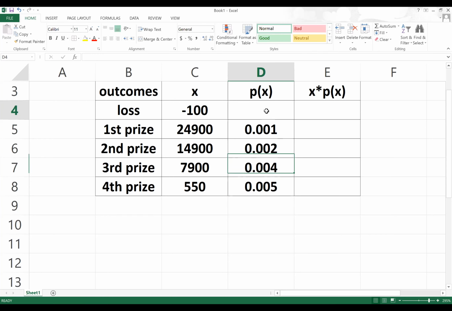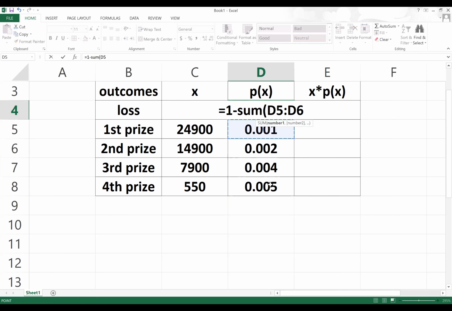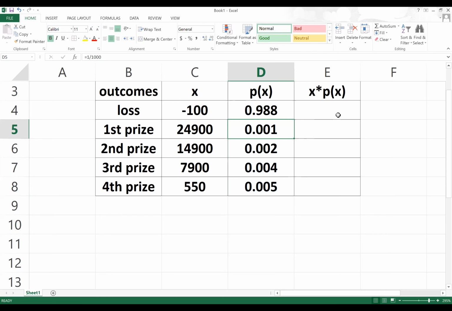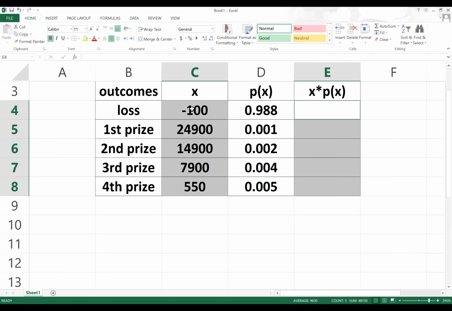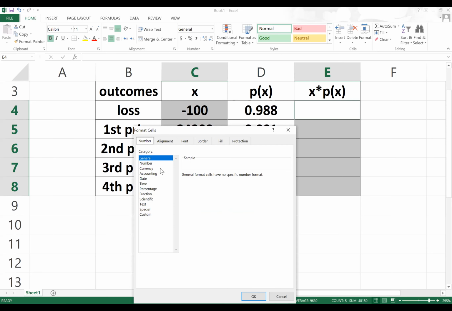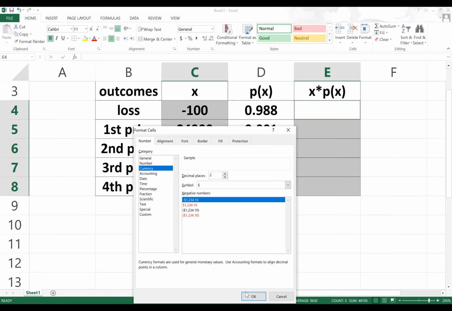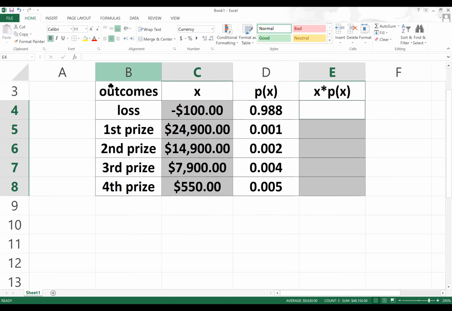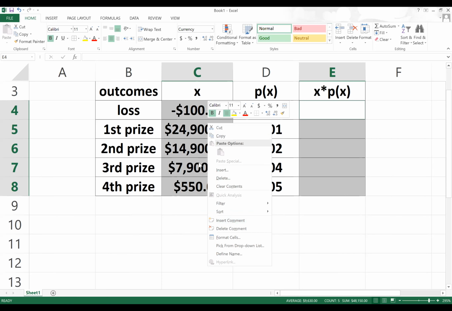Okay, then we have all of this. Then this one actually should be 1 minus the sum of the remaining ones. Sum up all of that, and it'll give you 0.98, right? And then from there, let me just put in the dollar sign. For this one, no decimal needed.